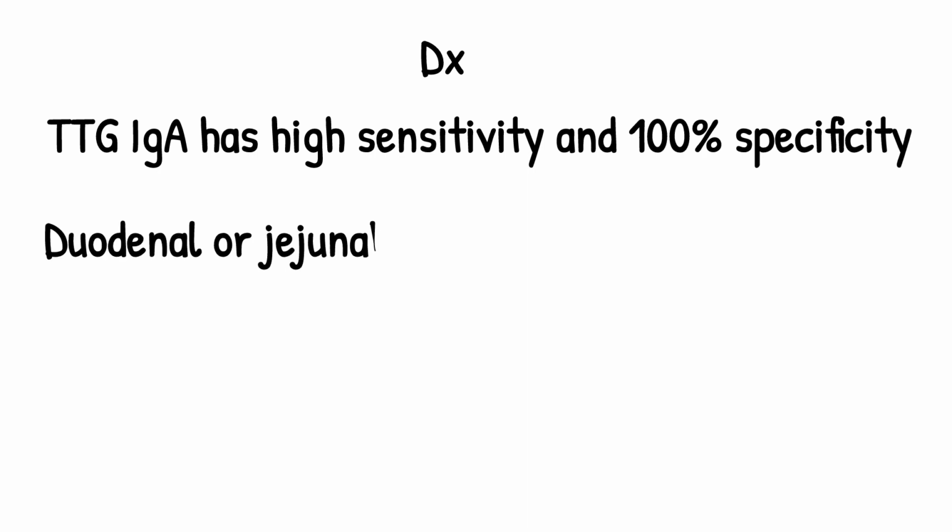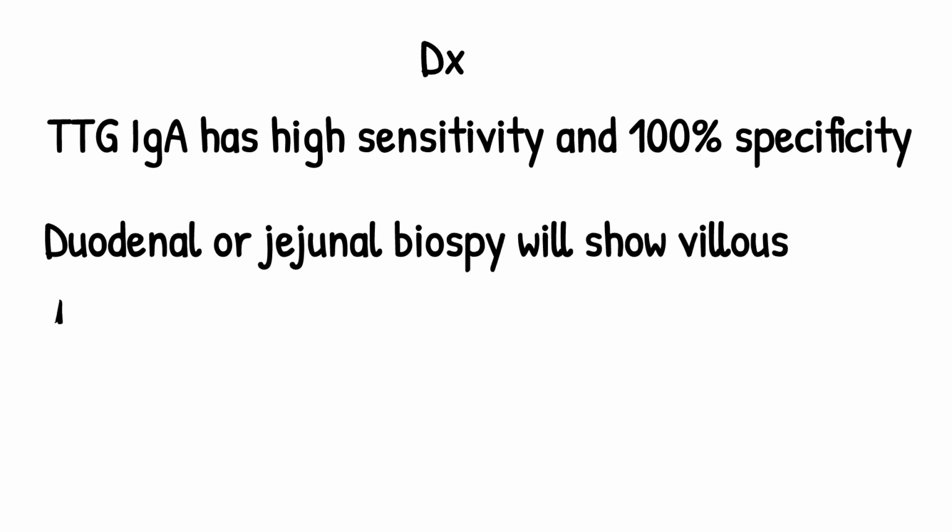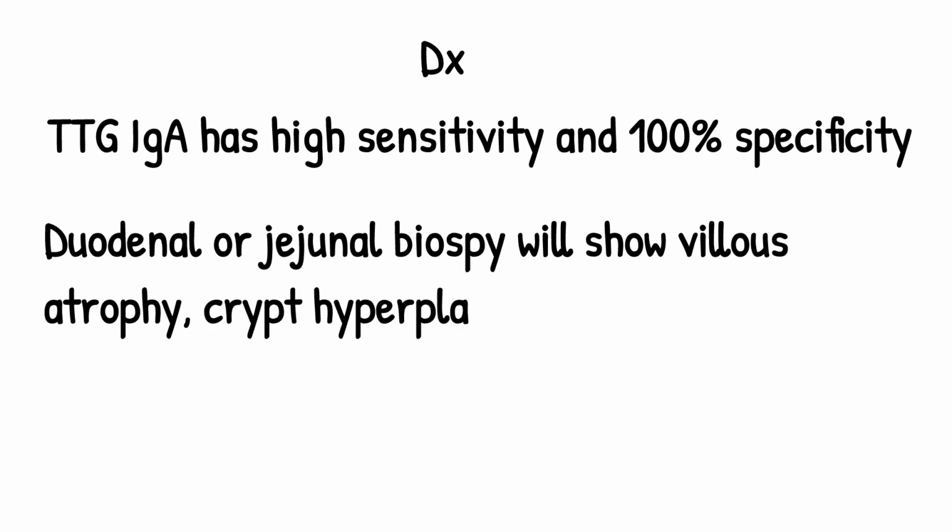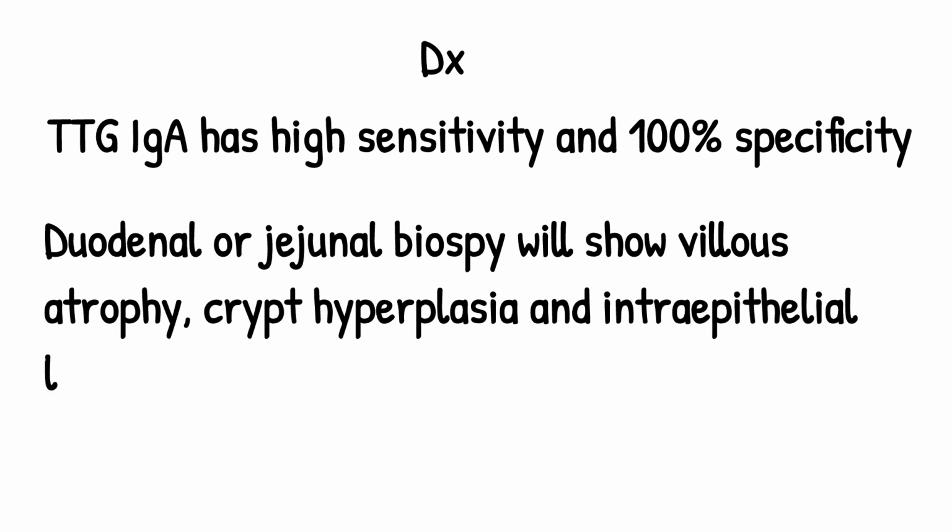Now, how to diagnose it? It will be immunology and biopsy. TTG IgA has high sensitivity and is 100% specific for celiac disease, so we should do that. Duodenal or jejunal biopsy may show us villus atrophy, crypt hyperplasia, and intraepithelial and lamina propria lymphocytes. So biopsy should be done to get the final diagnosis.